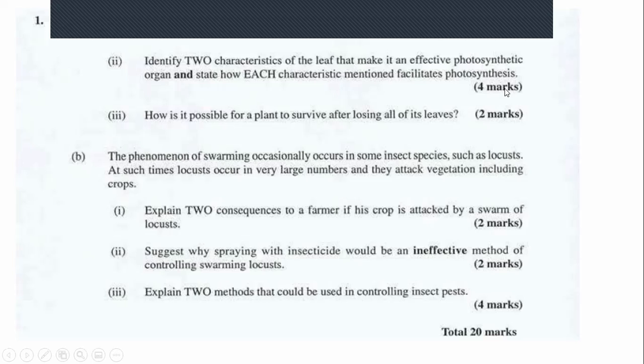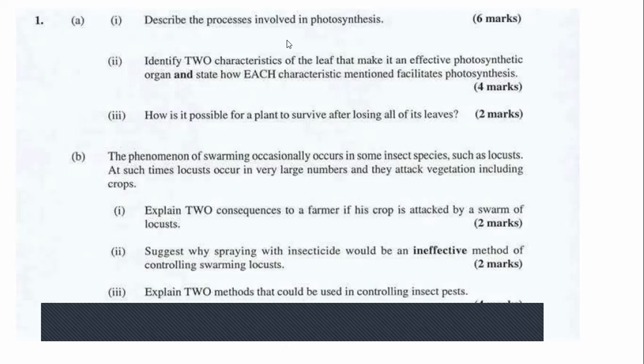All right, so now we're heading into photosynthesis. No, this question has two parts. Let's bring down this box here. It says describe the processes involved in photosynthesis, and it's 6 marks. Describe the processes involved in photosynthesis. What are we gonna write? What are we stating?